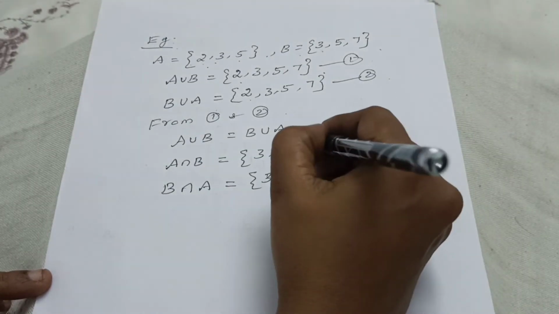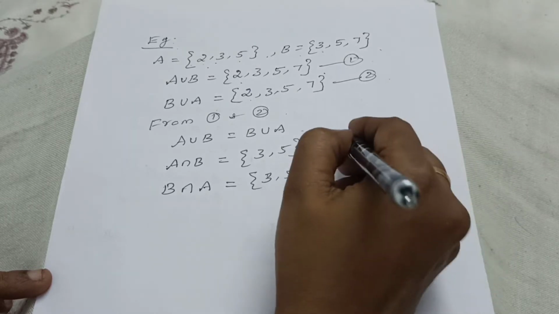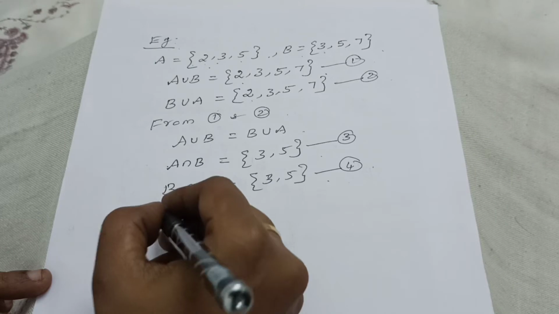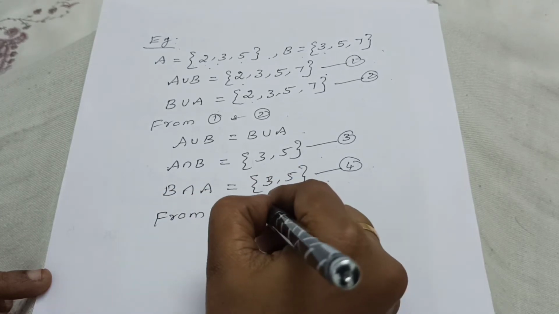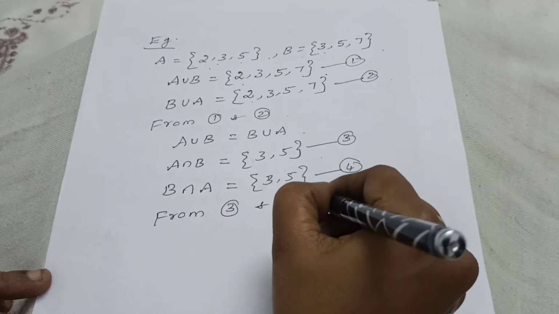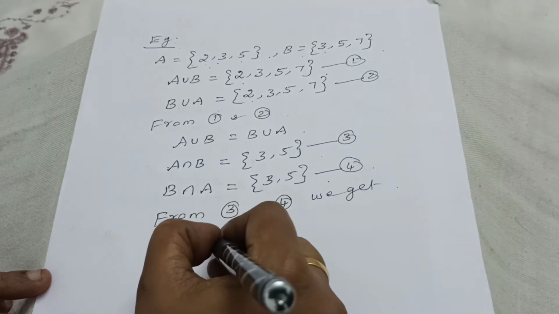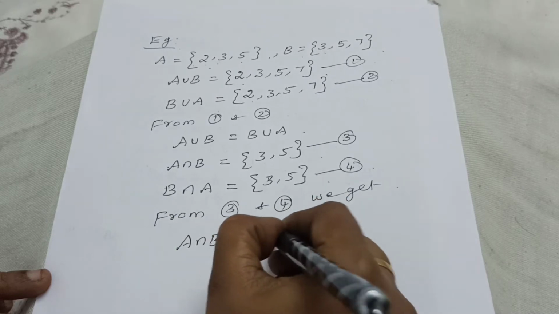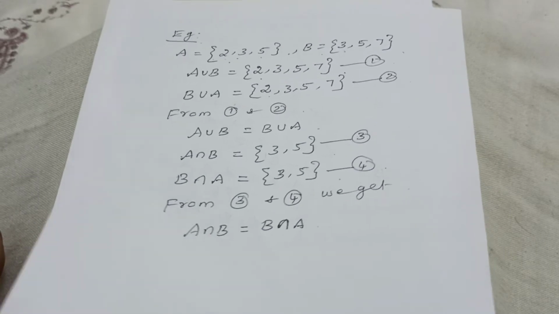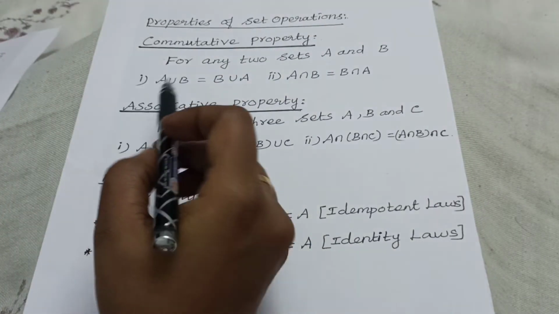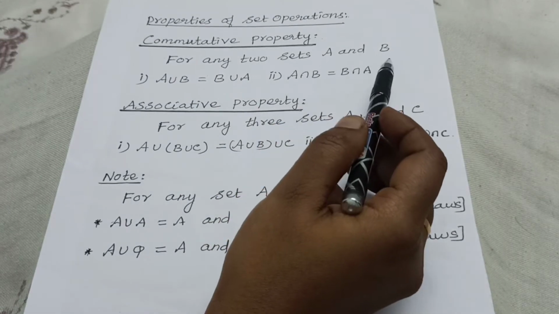Okay, that is equation number 3, 4. These two we have to check. These two are equal. From equation number 3 and 4, we get A intersection B is equal to B intersection A.